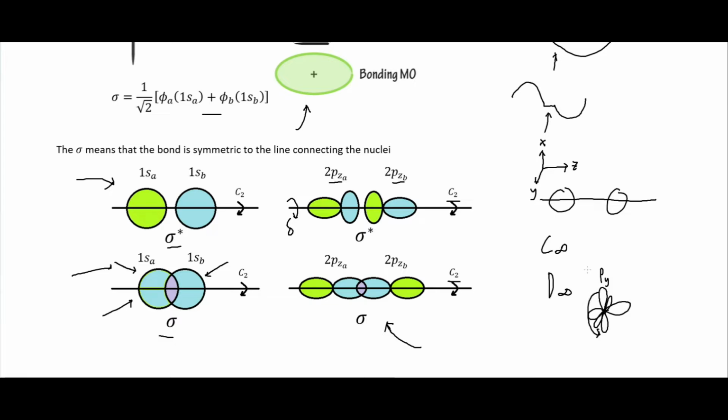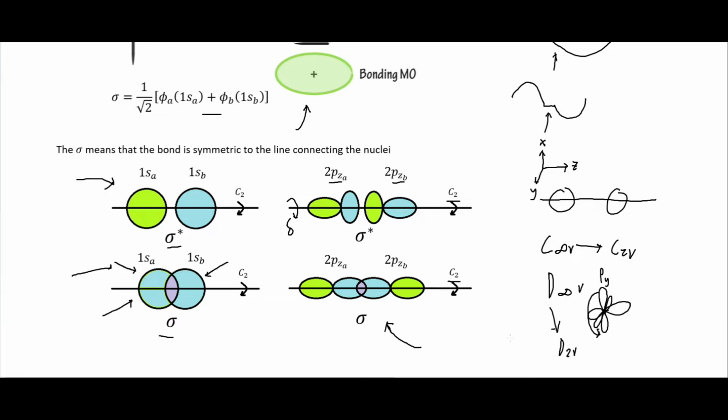And I'll talk a bit more about this in the future. But for now, just know that that is a simplifying thing that we can do: take these C infinities and turn them into, so we can turn the C infinity v into a C2v, and we can take the D infinity v and turn that into a D2v.